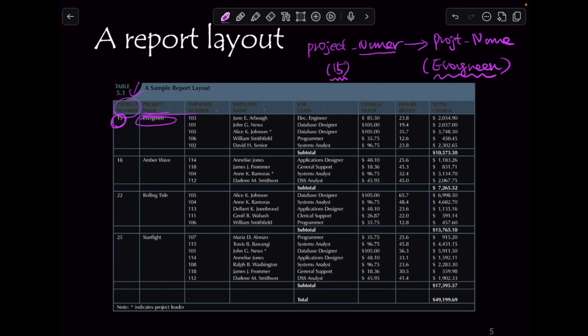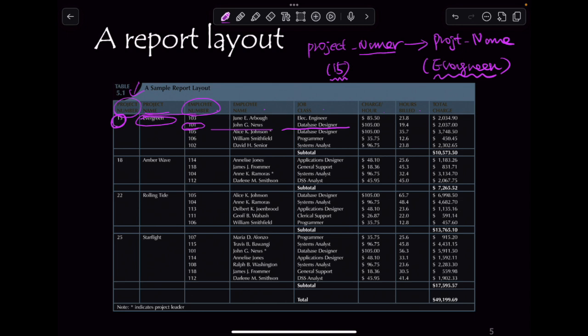It's not that difficult, right? How about the other example about employee? So if I know employee number, what can I determine? For example, if I know employee number is 101, we know the employee name, there is only one employee named John News. And can we determine job class? Yeah, actually we can determine job class as well because there is only one job for each employee.